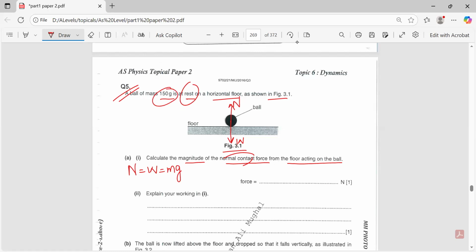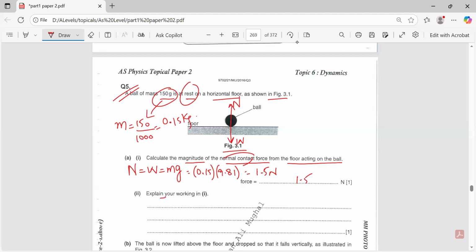Mass is 150 grams. So we need to convert this mass into kg. So mass is 150 divided by 1000. So this will be equal to 0.15 kg. Weight will be how much? It will be 0.15 into 9.81. So when this is multiplied, our answer will be roughly equal to 1.5 newtons. So this is going to be the normal force.